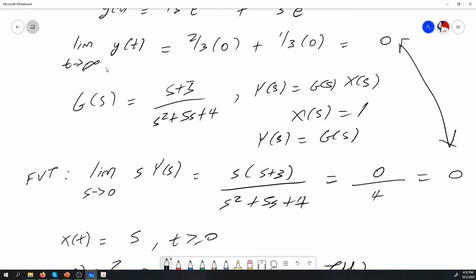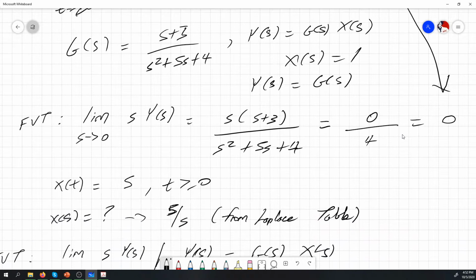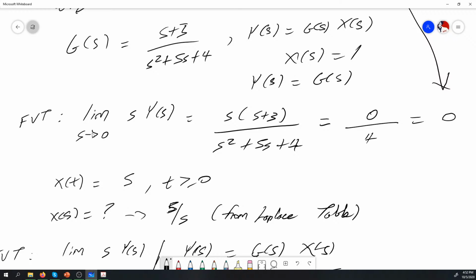So this is if we did the evaluation in time. You can choose either to do it in time, or you can choose to do it in the Laplace domain. Either way is fine, you'll end up with the same value. One way might be a little bit longer than the other, depending on how you do it, but most of the time you'll be doing the evaluation in the Laplace domain. So for the final value theorem here, it is evaluated in the Laplace domain.